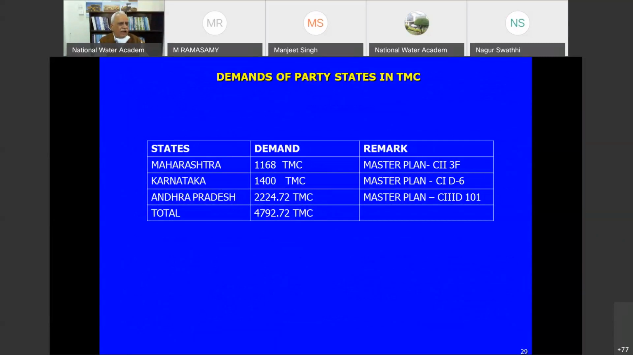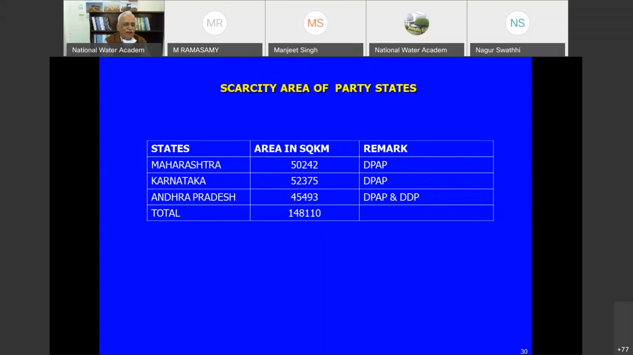I had already indicated that it is close to about 4800 TMC. The demands of the 3 party states: Maharashtra demanded 1168 TMC, Karnataka 1400 TMC, and Andhra Pradesh 2224.72 TMC. It would be interesting to note that the Andhra Pradesh witness has said that only 1890 is a sustainable flow, against the background that their demand is 2200 and odd.